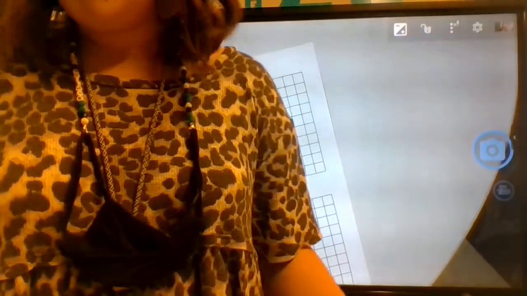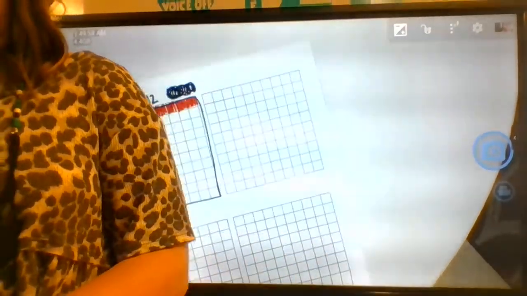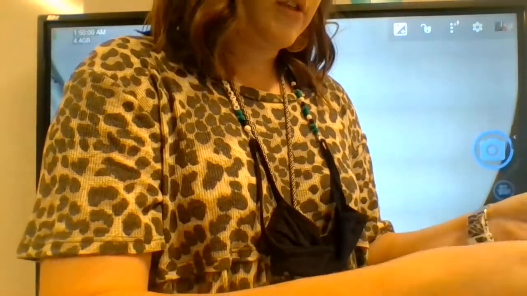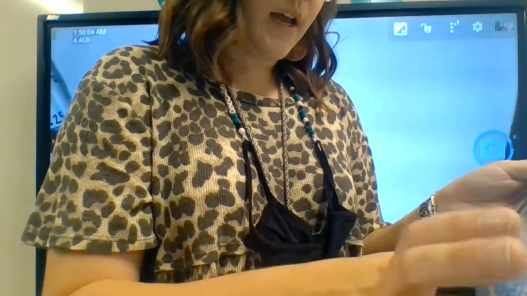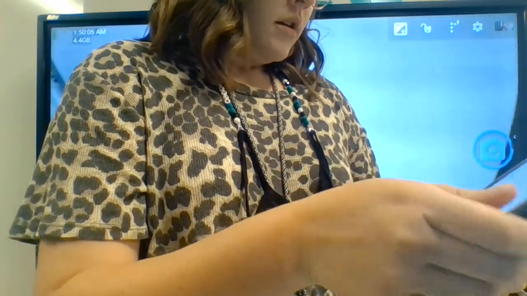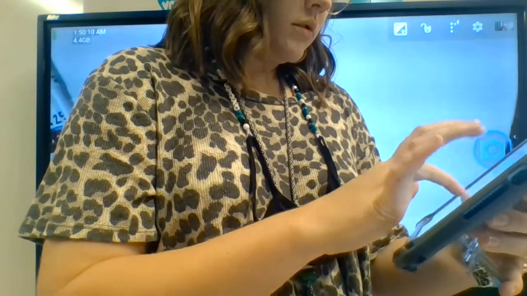So let's mark out this, because we know we do not want to give anybody $12 if I owe them 12 cents. No, no. Okay, so let's try this. What if I had a nickel, 2 nickels, a penny, and a dime?